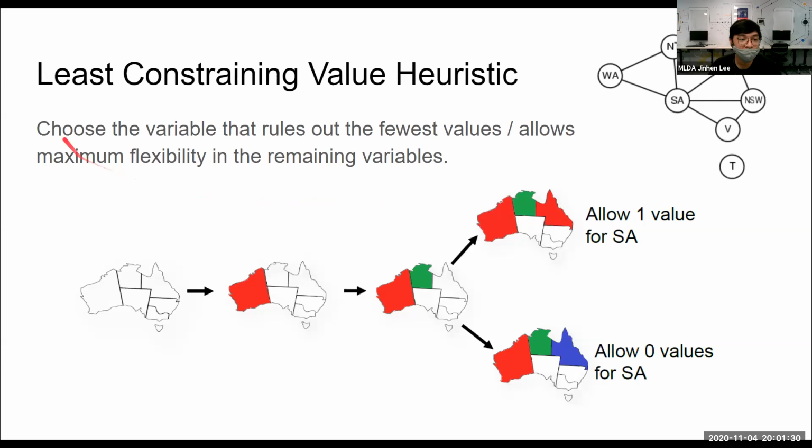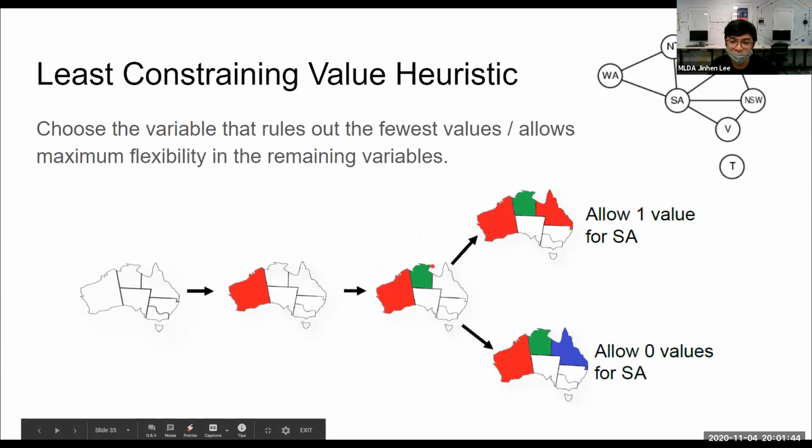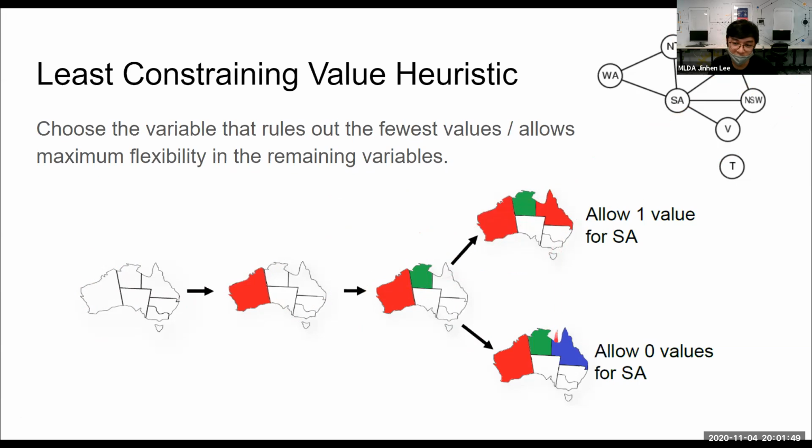In this case, we choose the variable that rules out the fewest values, or allows maximum flexibility in the remaining variables. So let's say we fill Western Australia first, and so on, and we end up here. Then we want to choose for Q: should we put red or blue? We definitely cannot put green because green is already here. I think I forgot to define the problem. The problem was you cannot have 2 of the same colors beside each other. So we cannot fill in green here because that would violate the constraint. So the only thing left is blue or red.